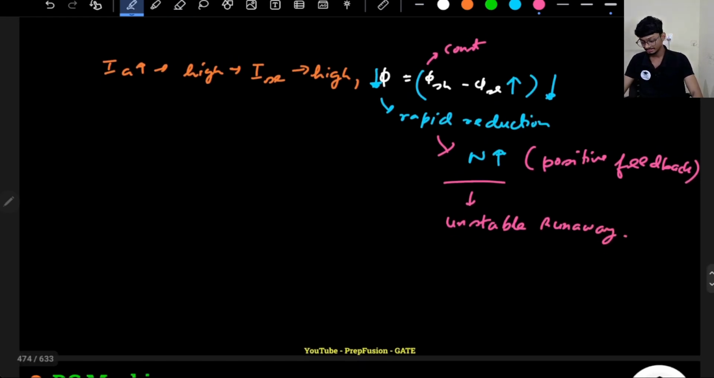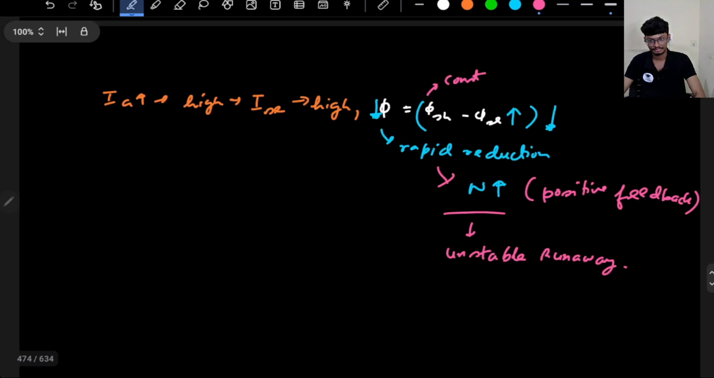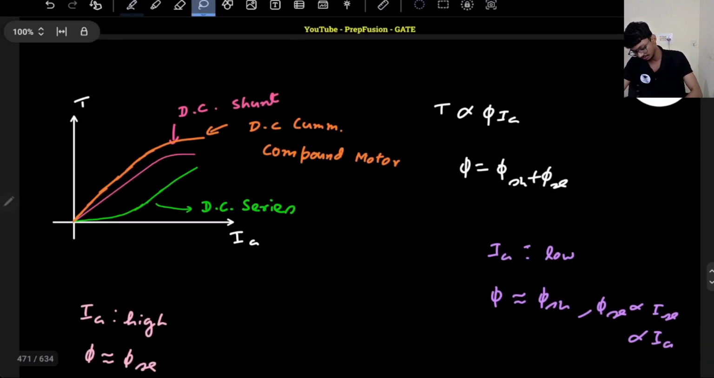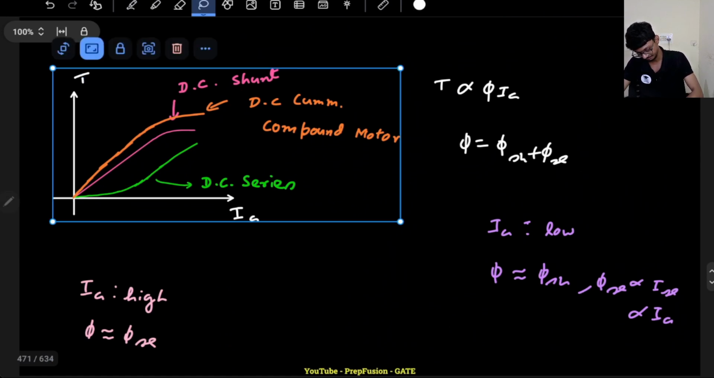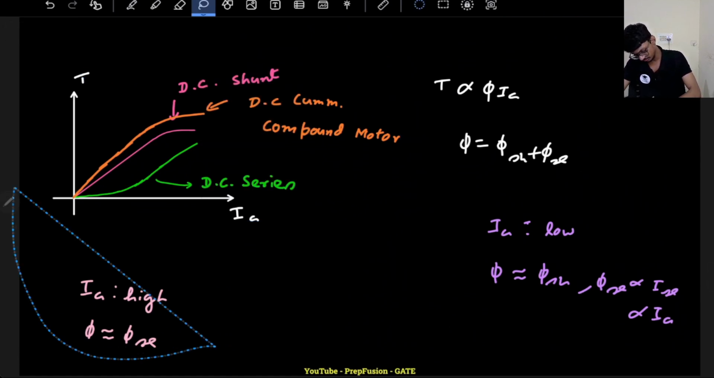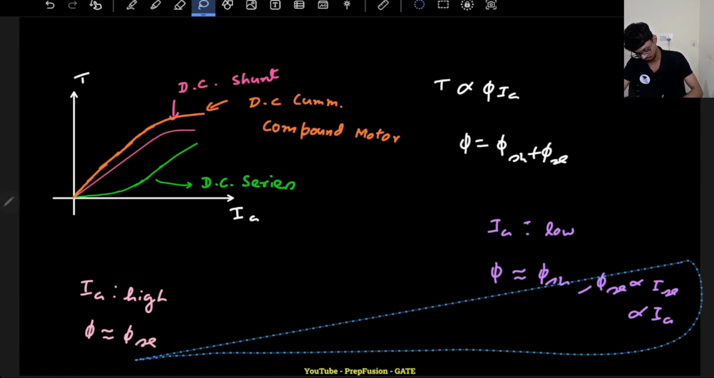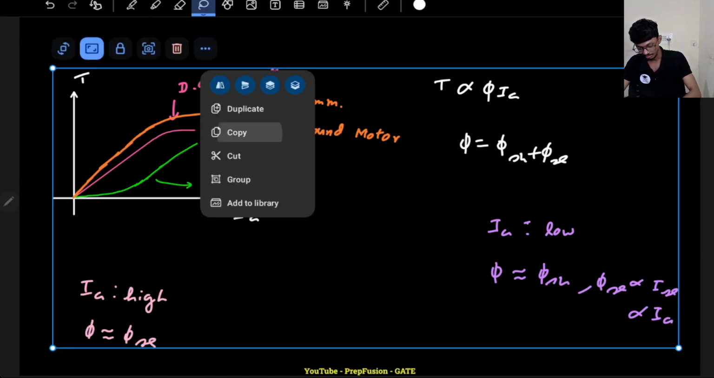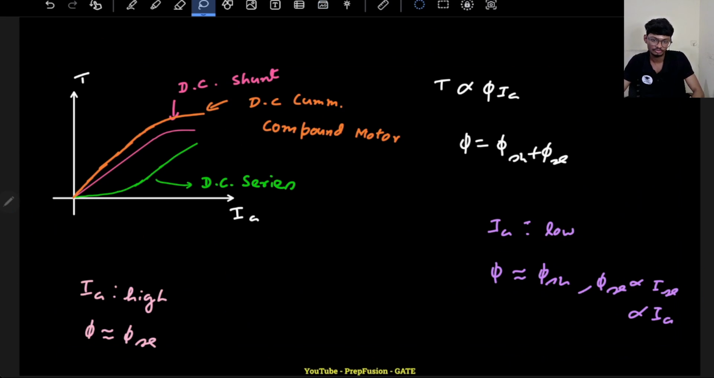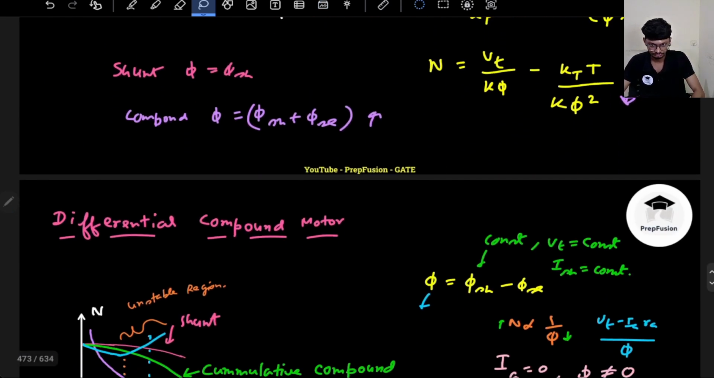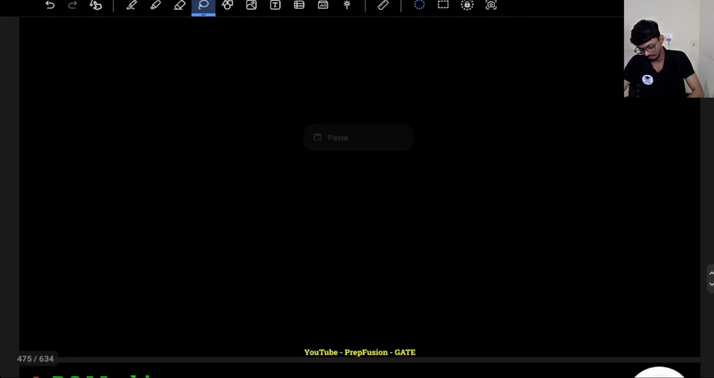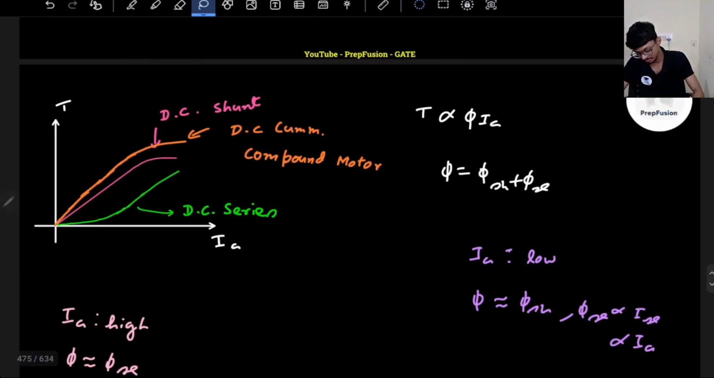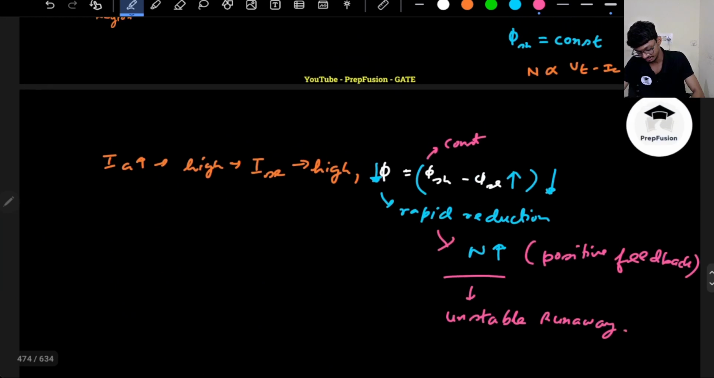Okay. So now let's discuss the torque current characteristics. This was the speed current characteristics. So if I just copy the torque current of the previous graphs, I'll copy everything. For torque current, we have to assume which one is dominating first. In case of differential, it should be mentioned which flux is dominating. So our assumption will be that the shunt flux is dominating.